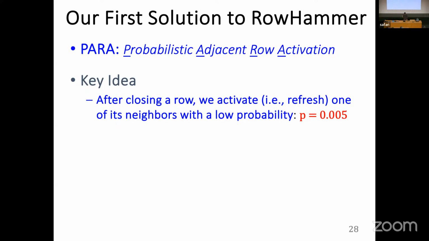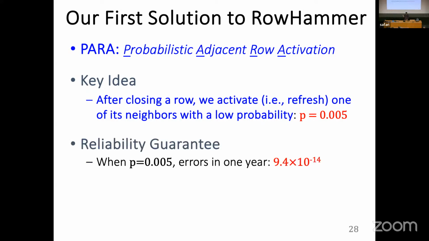So the key idea behind this is that in RowHammer, you need a very high toggling rate. That means you activate the rows in a bank many, many times. Then this small probability will pseudo-guarantee that your victim row will eventually be refreshed. And by tuning this probability with the minimum number of times that you need to activate a row to induce bitflips, you can have some pretty strong security guarantee.